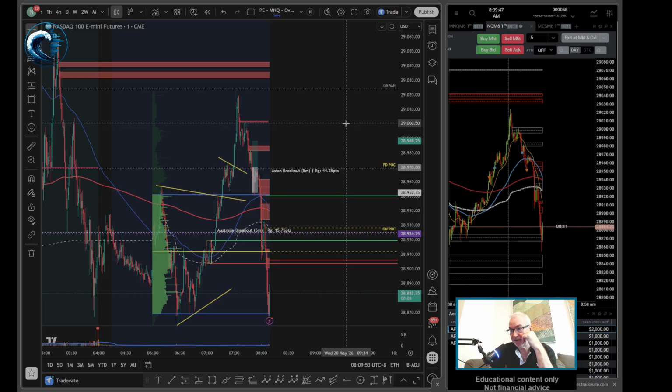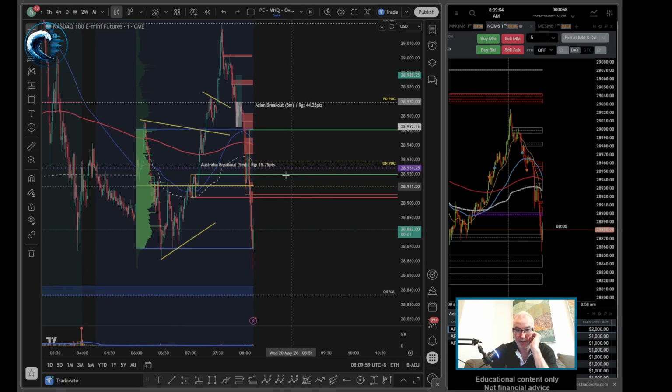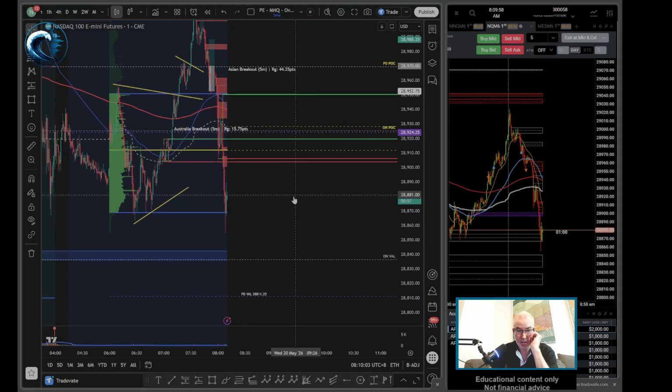The other A setup was short on acceptance below 28,870. So if it was going to do this early on, a short into the overnight value. Anyway, that wouldn't have helped anyway.